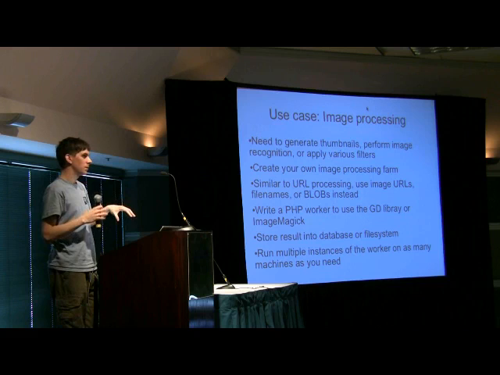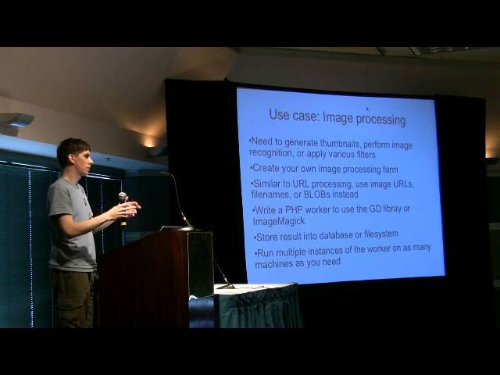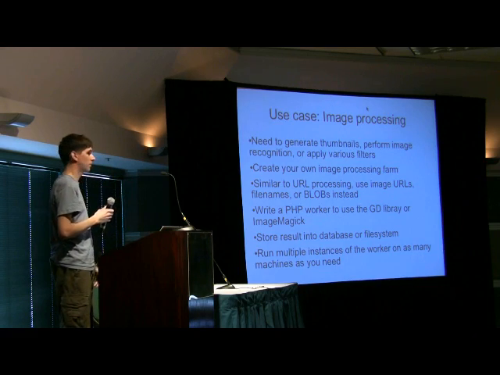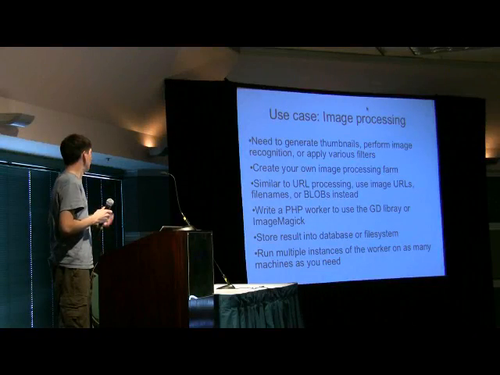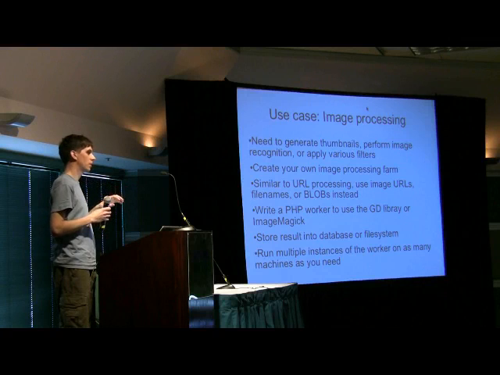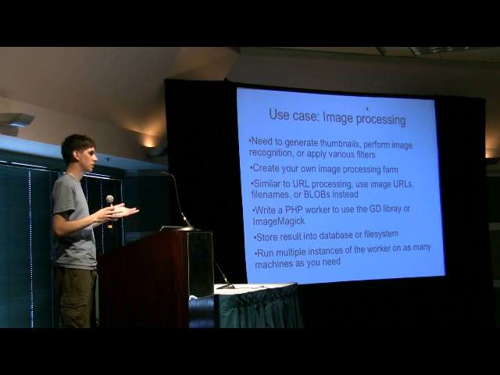You don't want to be doing this on your Apache nodes. You want to spread the load of this resizing out somewhere else, and basically you need your own image processing farm. Now, similar to the URL processing, maybe you're just shoving URLs, or you could shove global file system paths. You could do something like MogileFS or HDFS or anything to get the work out there.